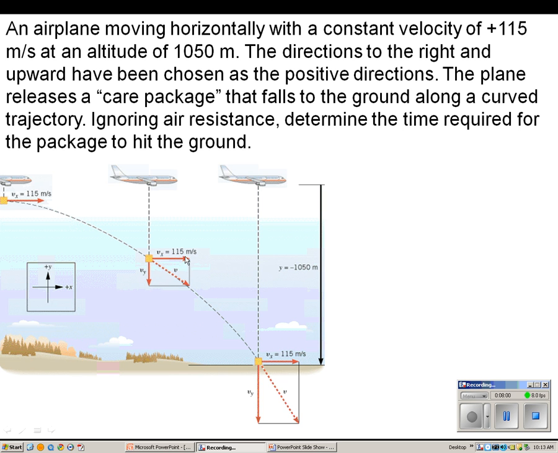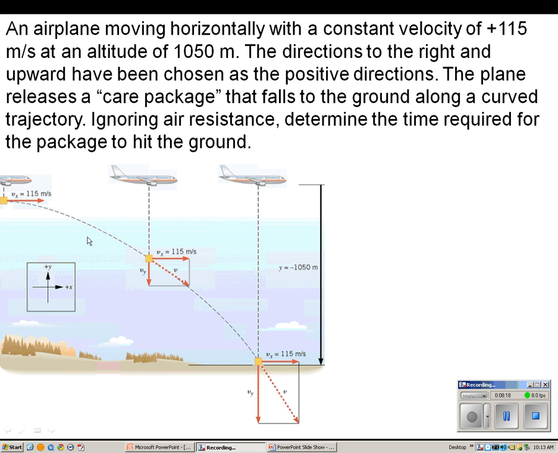And you'll notice that the velocity in the x direction stays the same. It's 115 meters per second the whole time. The airplane stays going 115 meters per second. So you'll notice that the airplane stays above the care package the whole time because they both are traveling 115 meters per second in the x direction.